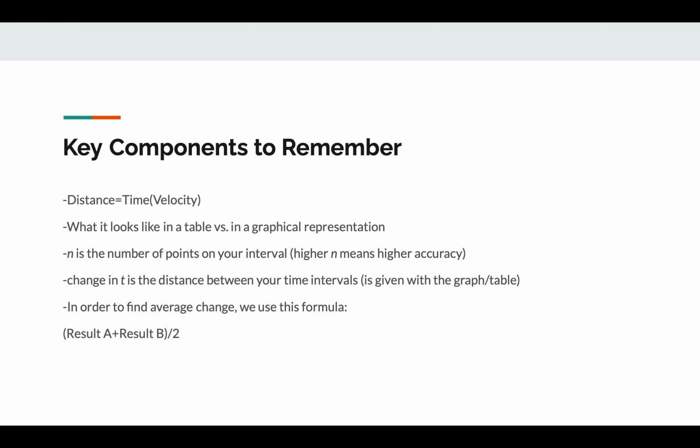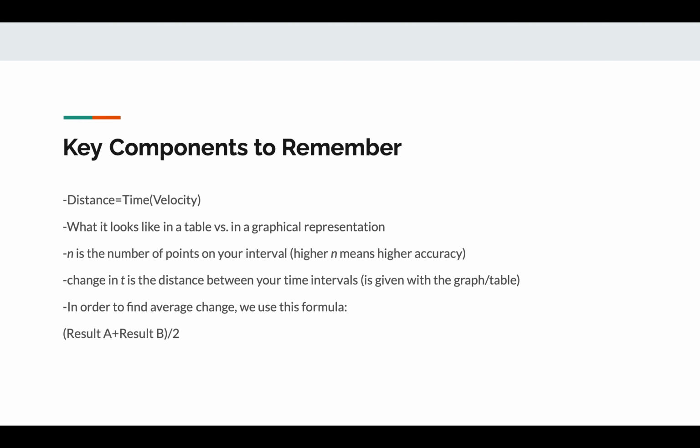The key components to remember are that distance equals time times velocity, what it looks like in a table versus what it looks like in a graphical representation, which I'll do some examples of in just a second. That n is the number of points on your interval. Usually a higher n means that you'll have higher accuracy within your data. Change in t is the change in the distance in between your time intervals. That's given with your graph or your table. Once again, the more data you have, the more accurate your approximation is going to be.